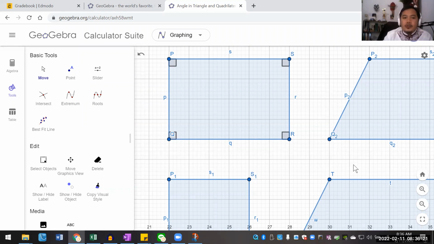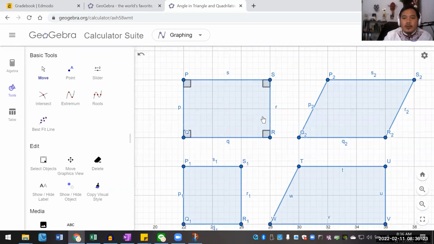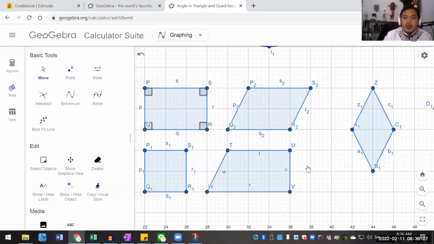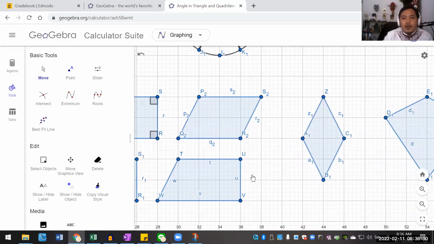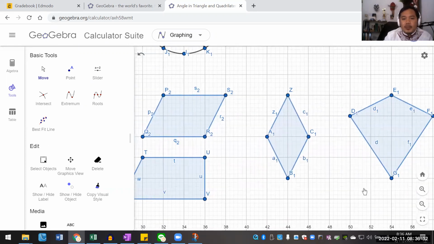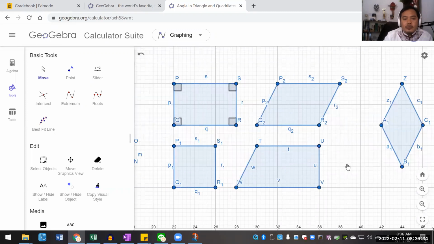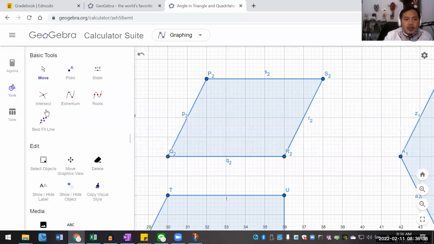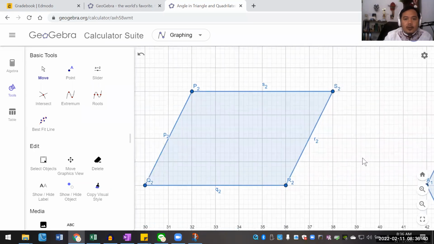So let's go to other shapes then. We have another shape here. We have trapezium, parallelogram, kite, and then a rhombus. Let's go to this one over here first, this parallelogram. I'm going to click it again. I'm going to click the angle here and then click over here.